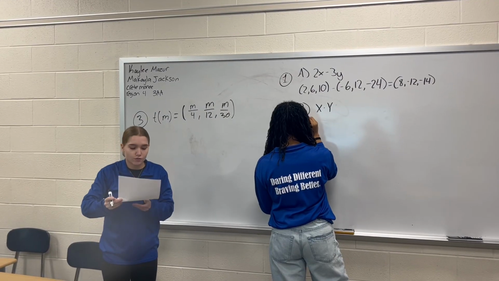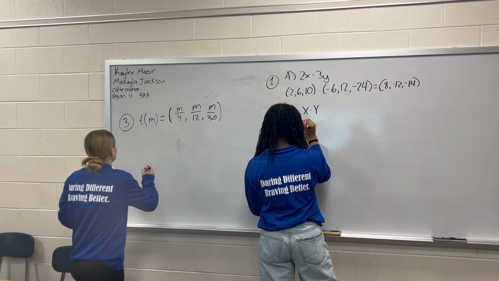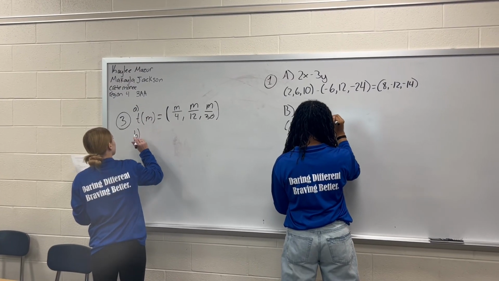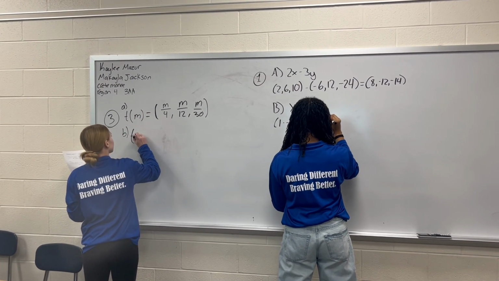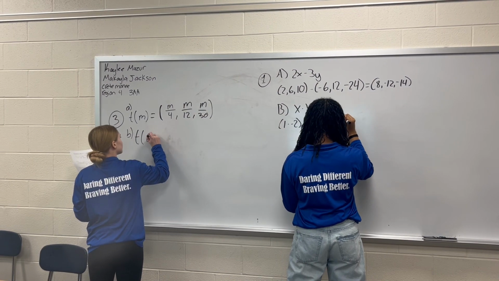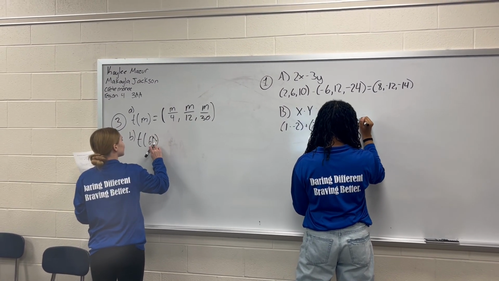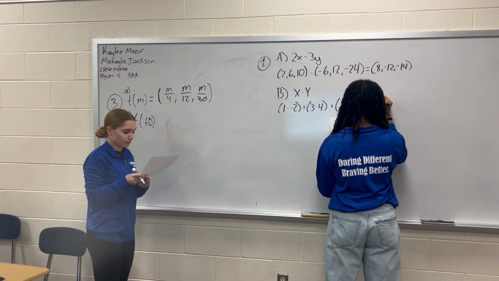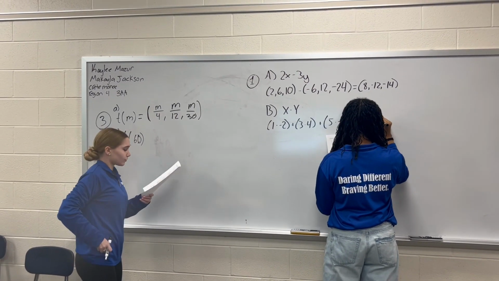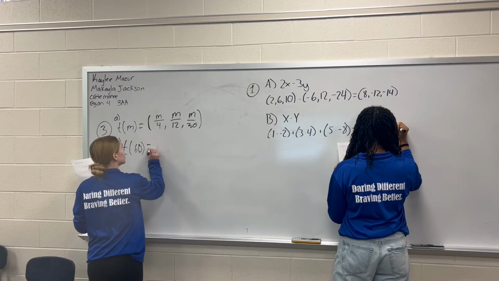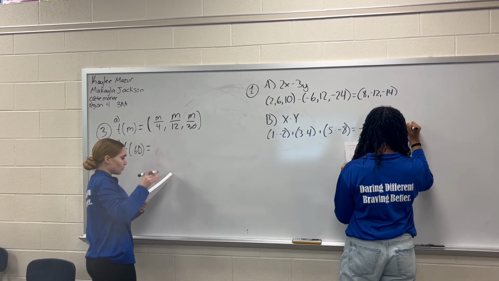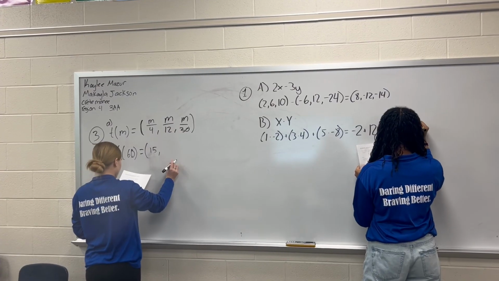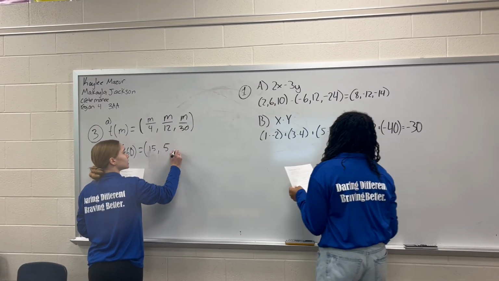Then we're going to use the function and evaluate for t of 60 for letter B. So t of 60 comes out to be, you would have 60 over 4, which would give you 15. And then 60 over 12, which would give you 5, and 60 over 30, which would give you 2.